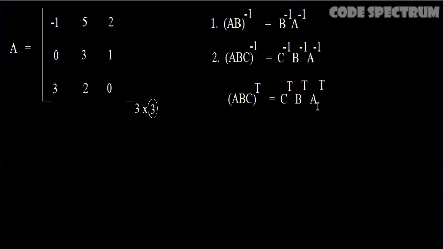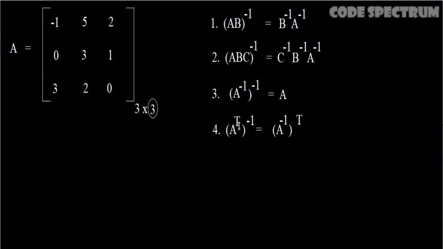Also you can map this with that of transpose. Also note this property, the inverse of A inverse gives you A again. It is quite similar to that of transpose. Also you may check this property: the inverse of A transpose gives you the transpose of A inverse. You may also check this property and confirm with an example. I will leave this for you.